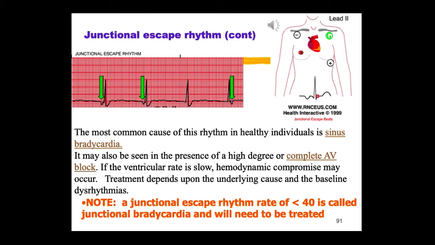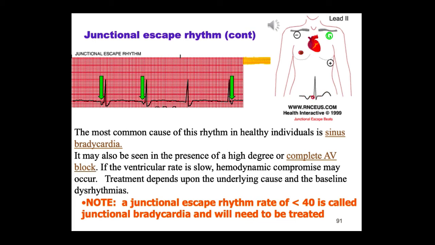Here is another example of junctional escape rhythm. The inverted P waves are indicated by the arrows. The first two complexes are inverted and precede the QRS complex, but in the fourth complex, they come afterwards. The third complex is invisible, which means the atria and ventricles are depolarizing at the same time.